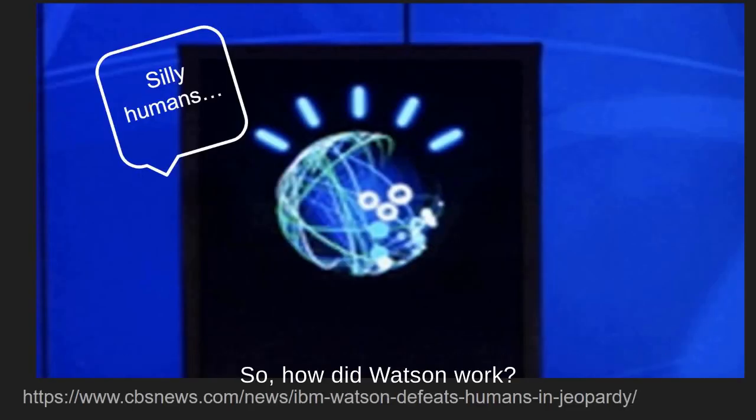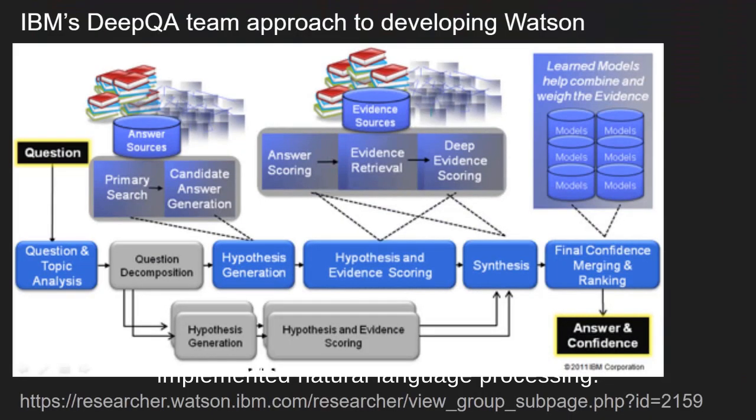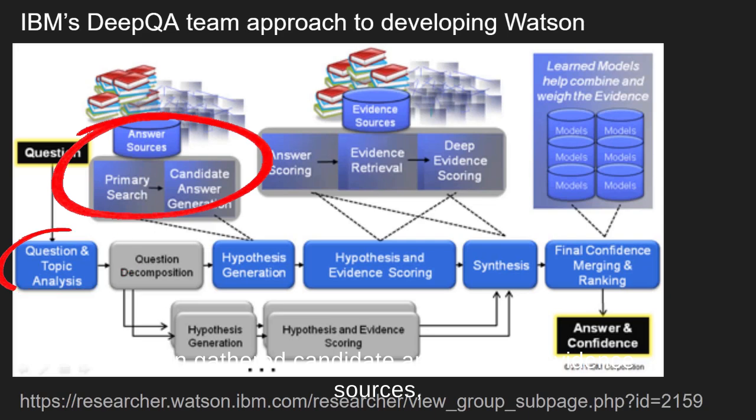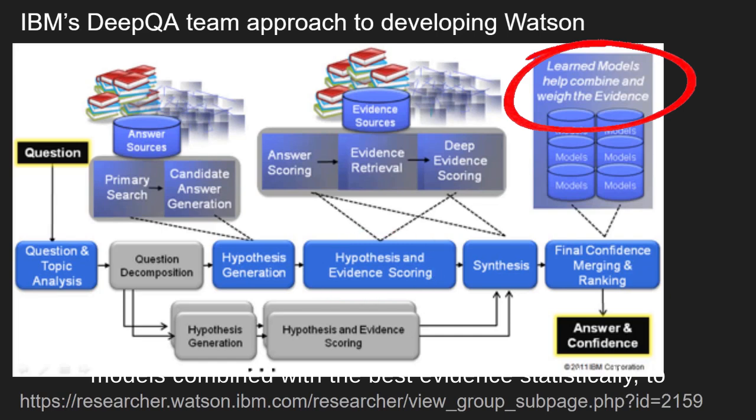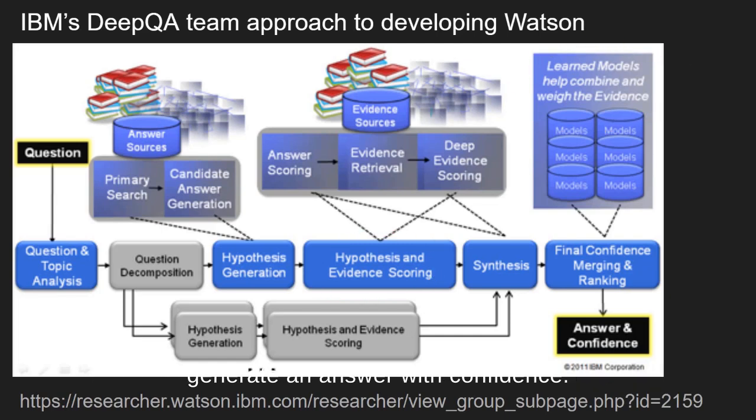So how did Watson work? IBM's DeepQA team implemented natural language processing. DeepQA is a software architecture that takes on a philosophical approach that uses evidence-based reasoning to come up with the answers. Watson received the question and performed topic analysis. It then gathered candidate answers and evidence sources, ranked them, and then used its own learned models combined with the best evidence statistically to generate an answer with confidence.